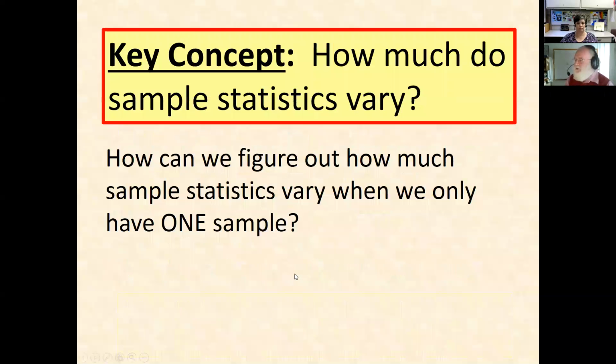So the question now is, how can we figure out how much the sample statistics vary when we only have the information in that one sample? That's the challenge. All we have is those 25 Mustang prices. Can we from that figure out how much the sample means are going to vary? And that's where the bootstrap comes in.